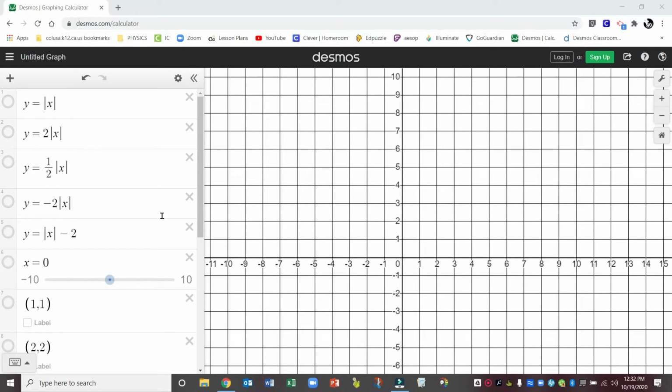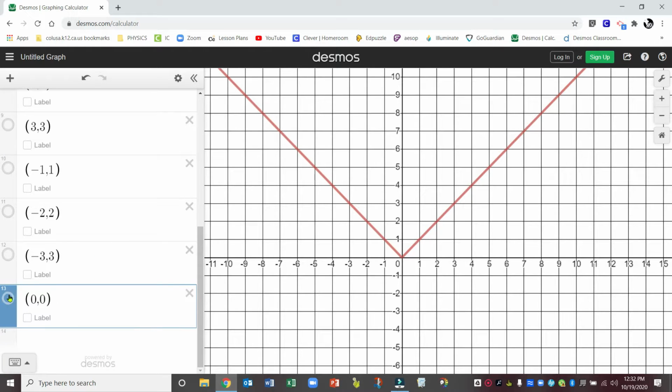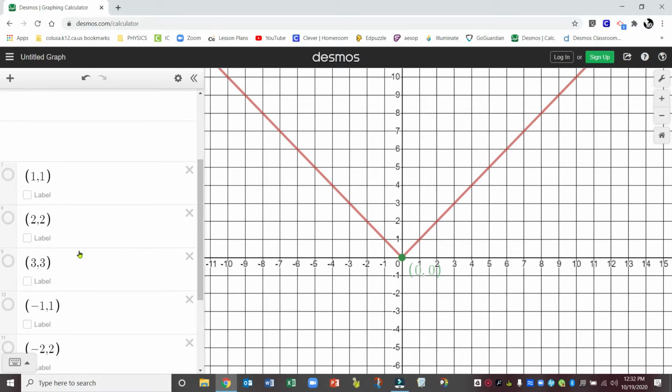We're going to take a look at the graph of y equals the absolute value of x. So here's what the graph looks like. It's a V-shaped graph, as we learned earlier. The V-shaped graph has its vertex at 0, 0, or at the origin. So the parent function has its vertex at the origin.